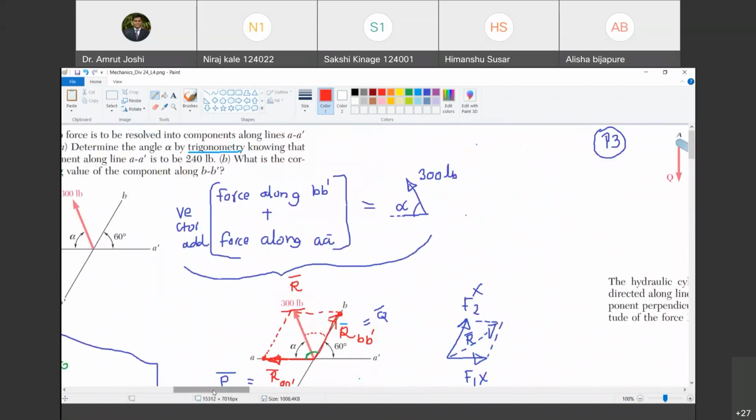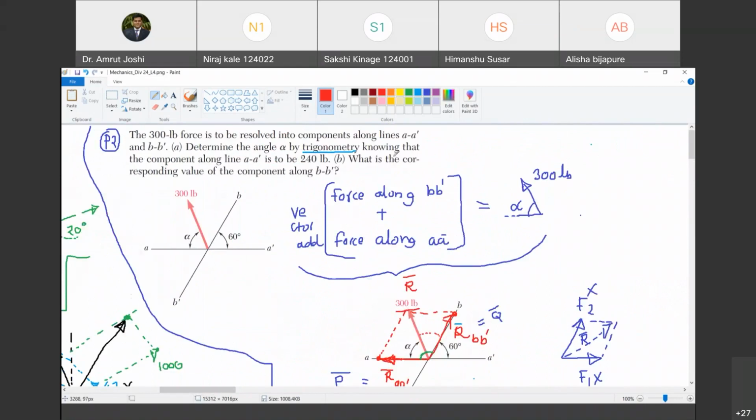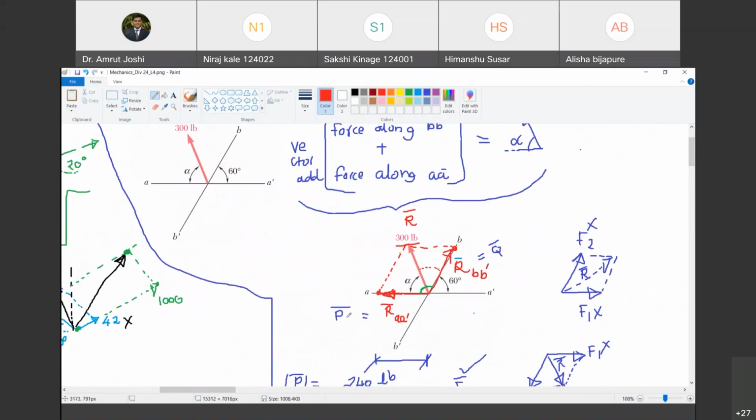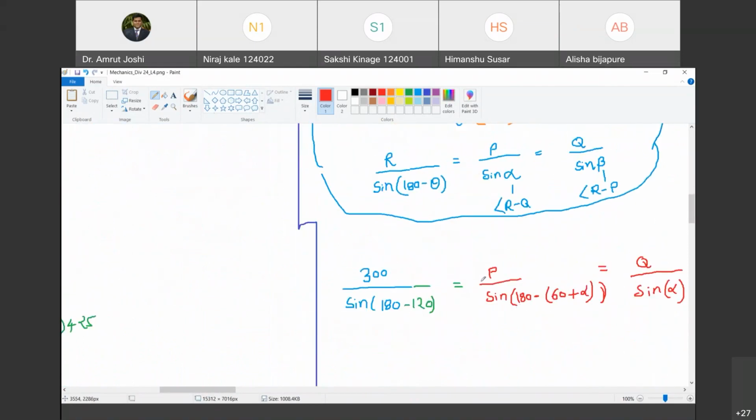What is the question that is being asked in part A? In part A, you have been asked to find out alpha, knowing that the component along AA dash is 240. So what is the component along AA dash? It is P, as per our notation. You agree with me? Yes, sir. So you have been given that P is equal to 240. Happy? So can you exhaust the first part of this relationship to get the value of alpha easily?